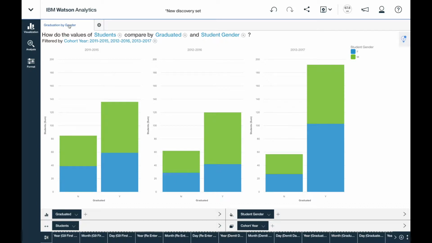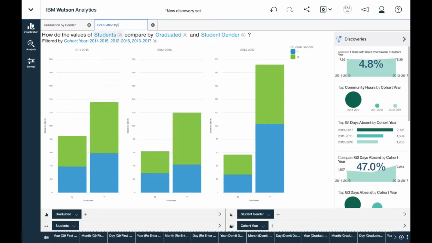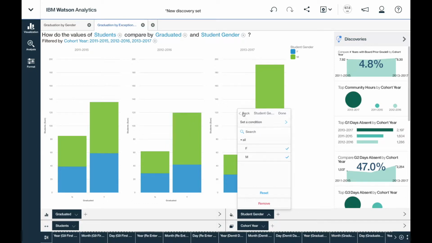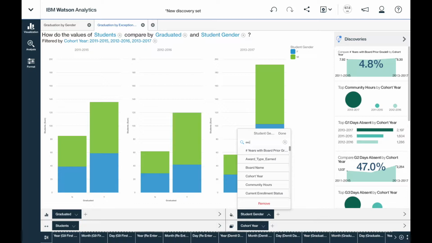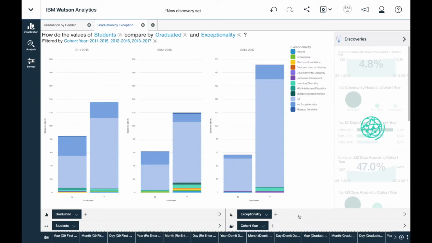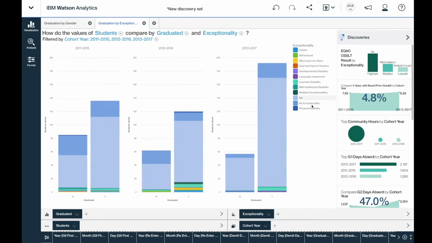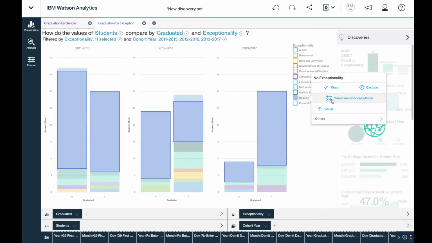I want to create a similar analysis, so I'm going to duplicate it and rename it as graduation by exceptionality. Instead of looking at gender, I want to change the display to show exceptionality. In this case, I'm only interested in students that have an exceptionality, so I'm going to exclude the values NA and no exceptionality.